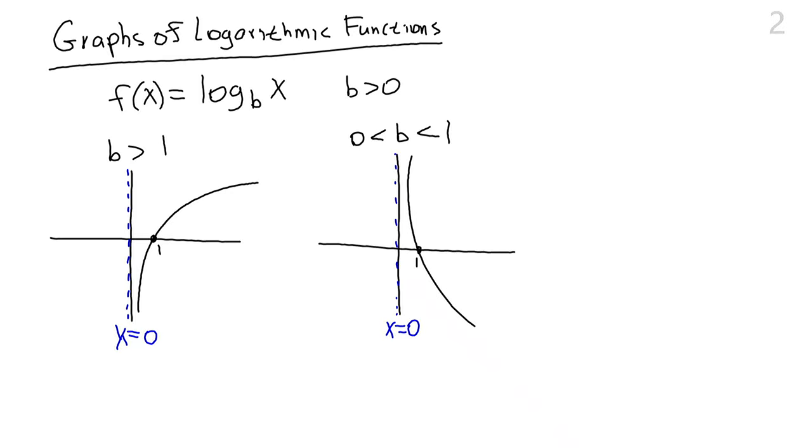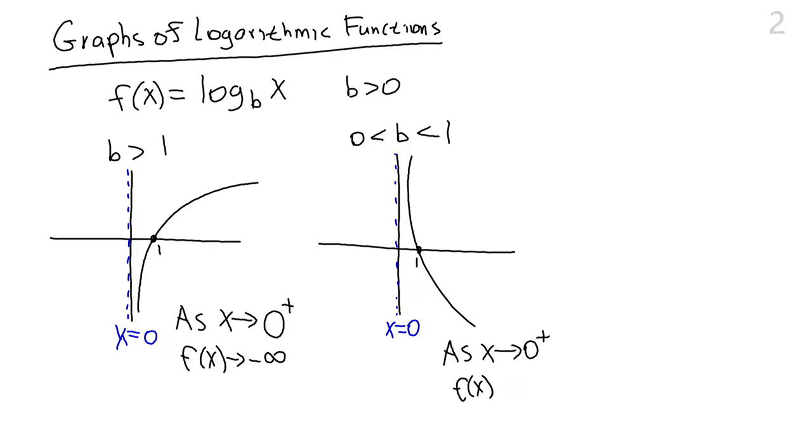In this case, this means that as x approaches 0 from the right, this little superscript plus means from the right, the function f of x goes to negative infinity. In this case, as x approaches 0 from the right, it cannot approach from the left, the logarithm doesn't exist there. f of x goes to infinity. So this is the end behavior described of logarithm functions, which we can get from the fact that its asymptote is x equals 0 and just how their graphs look.